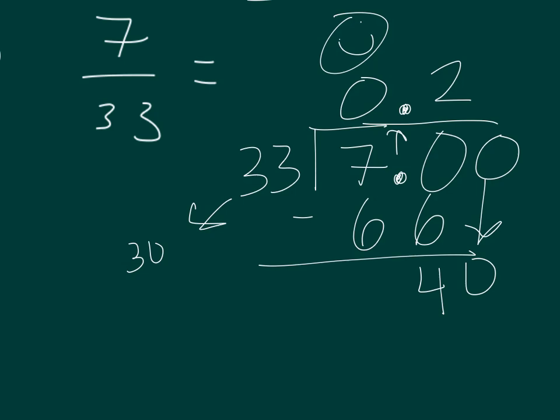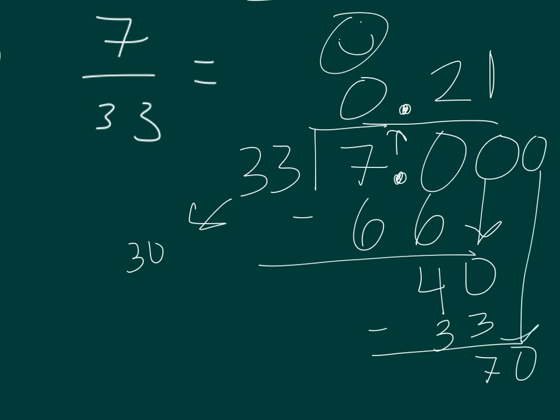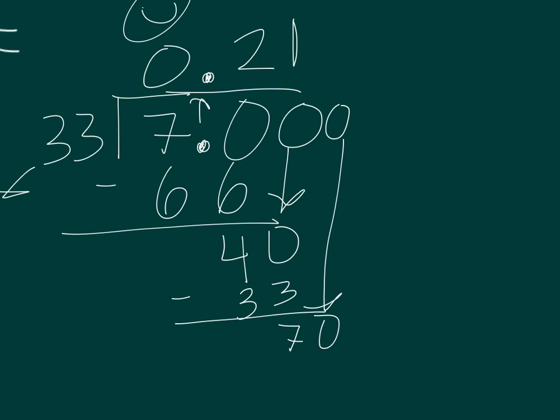How many times does 33 go into 40? Well, 33 fits into 40 1 time. And 1 times 33 is 33. I will subtract 40 minus 33. It gives me 7. I still have a remainder, so I need to add another 0 and bring it down. Now, I'm just scooting this over so it's easier to see.